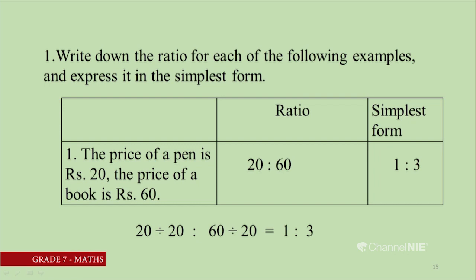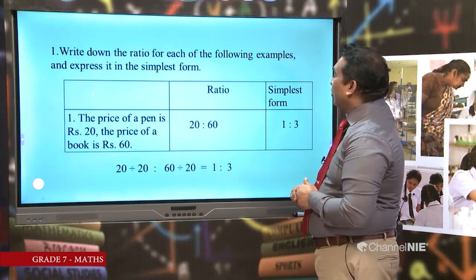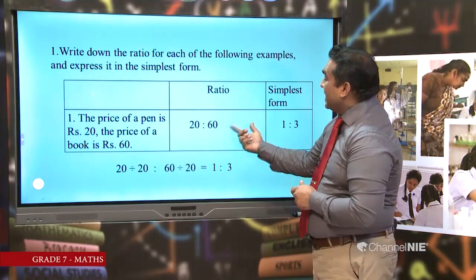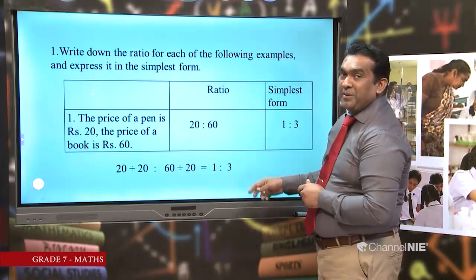The price of a pen is 20 rupees. The price of a book is 60 rupees. What are the ratios? 20 to 60. Simplest form. What is the highest common factor? That is 20. 20 divided by 20 is 1. 60 divided by 20 is 3. Therefore, the simplest form of the given ratio 20 to 60 is 1 to 3.